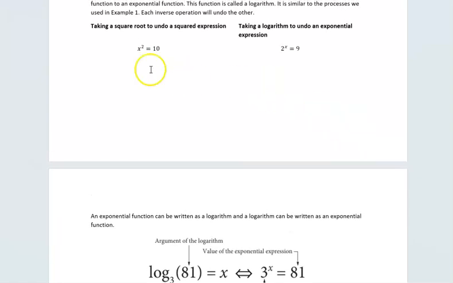And it's very similar to how you take a square root to undo a squared expression. To undo a square, you take the square root of both sides, right? It's just an operation. So x is going to equal plus or minus the square root of 10. To undo an exponential, we take what is called a logarithm. So we're going to do log. We'll do log of that side too. So it ends up looking like this.